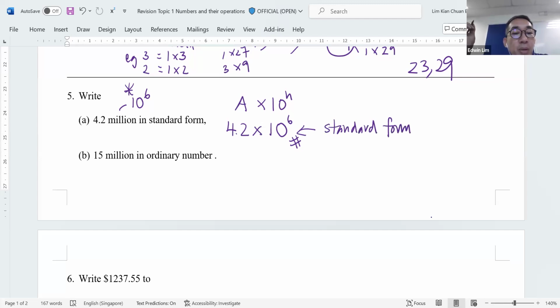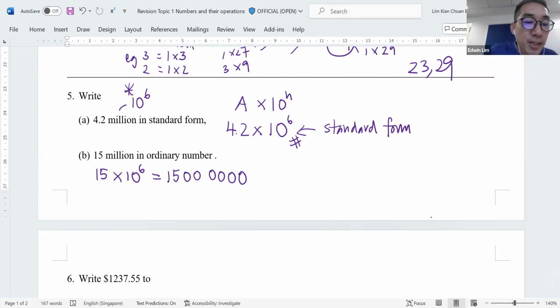B, 15 millions in ordinary number. First, write down 15 millions in standard form: 15 times 10 to the power of 6. If I want to change it to become an ordinary number, you just have to key in 15 times 10 to the power of 6. Get the answer of 15,000,000. 15 million. How I wish one day we can have so much money. Right, this is the answer for 5B.